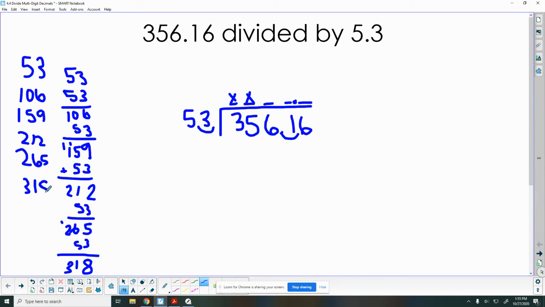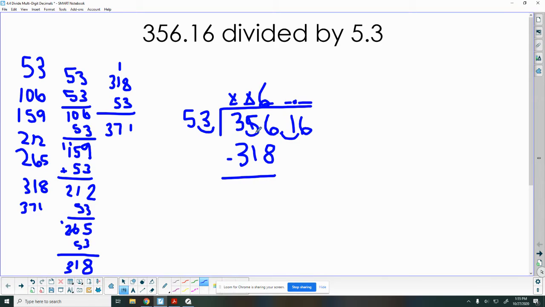Let's see what happens if I do one more time. So I'm going to bring my 318 up here where I have room. And here's 53 more. So 371 is too big. So I know it goes in here 6 times. And I know 6 times 53 is 318. See, all this work is already done now.